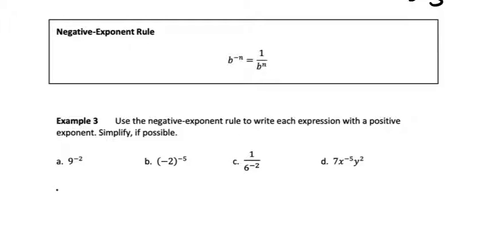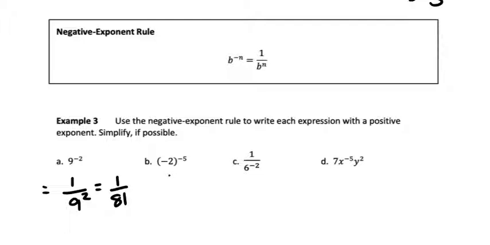So for example 3 from the book, we want to use the negative exponent rule to write each expression with a positive exponent and simplify if possible. So for a, 9 to the negative 2 power, we would rewrite that as 1 over 9 to the positive 2 power. Now I know 9 to the second power is 81, so this would be 1 over 81.